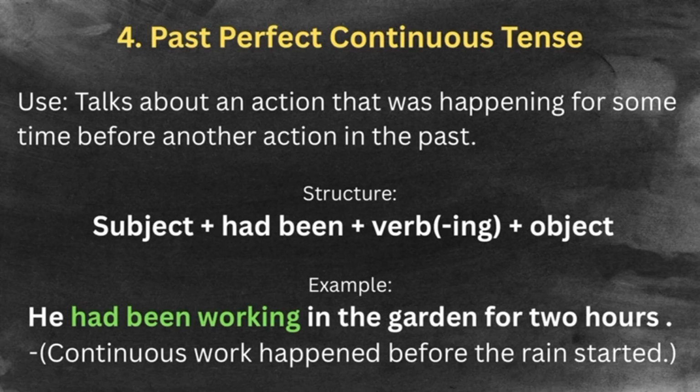Continuous work happened before the rain started. Had been working: had been is the past perfect continuous auxiliary, and working is the present participle of work. This tense shows an action that started in the past, continued for some time, and ended before another past event.